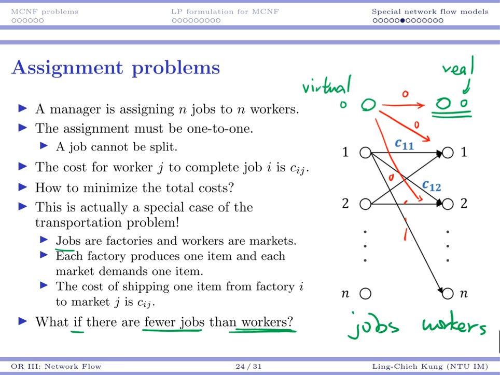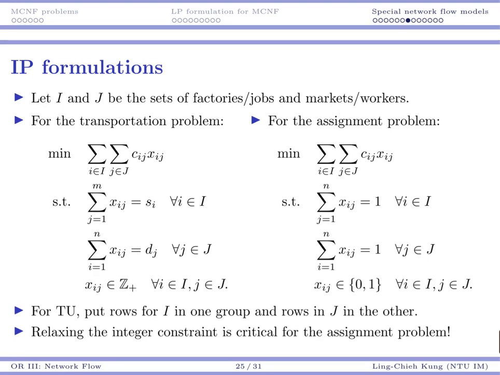You somehow just have this virtual job to make it satisfy the requirements for assignment. The assignment problem requires you to have an equal number of jobs and workers. So you create this virtual job now to satisfy these requirements. Let's take a look at the IP formulation for transportation and for assignment. We're going to say I is the set of factories or jobs, J is the set of markets or workers.